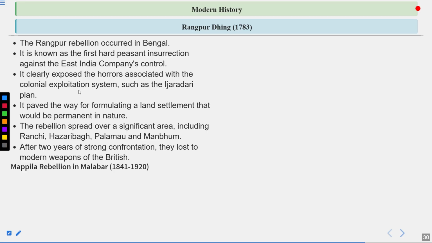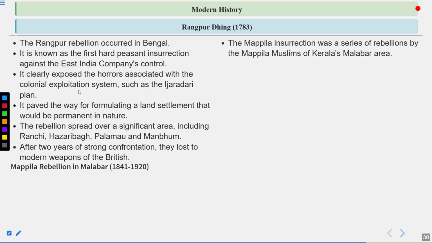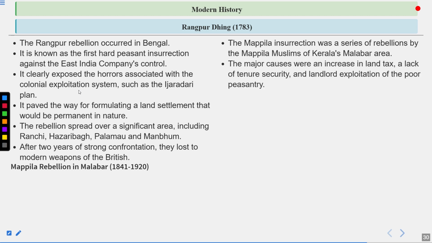Mapila Rebellion in Malabar, 1841 to 1920. The Mapila insurrection was a series of rebellions by the Mapila Muslims of Malabar, Kerala. The major causes were an increase in land tax, a lack of tenure security, and landlord exploitation of the poor peasantry. Tenants means the farmers who are working on the landlord's land. They have no security of their land, and on the other side, they have to pay increased taxes, and there is landlord exploitation. That is why this rebellion happened.